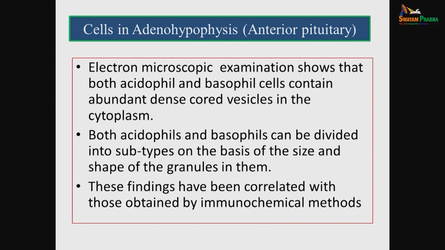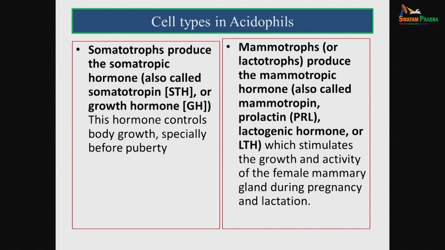Electron microscopic examination shows that both acidophil and basophil cells contain abundant dense core vesicles in the cytoplasm. Both acidophils and basophils can be divided into subtypes on the basis of the size and shape of the granules in them. These findings have been correlated with those obtained by immunochemical methods. Coming to the different cell types, somatotropes produce the somatotropic hormone, also called somatotropin or growth hormone.